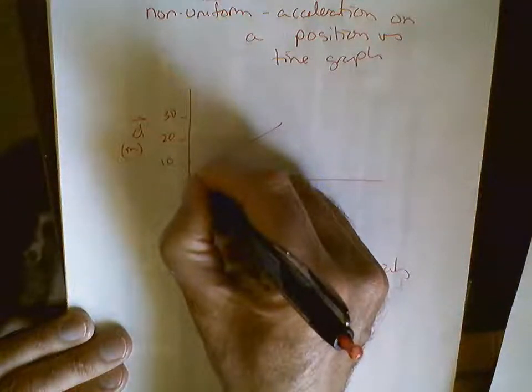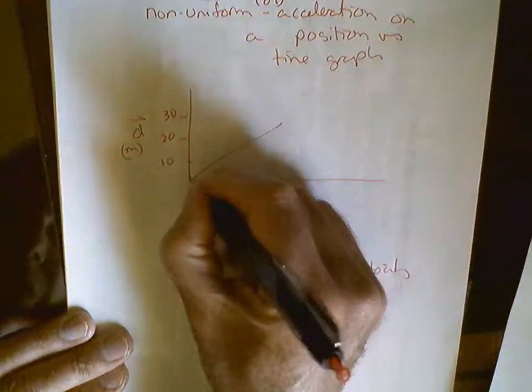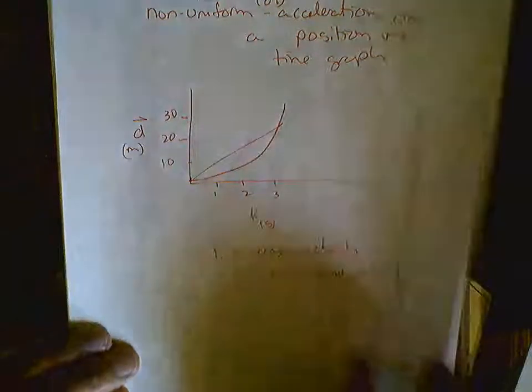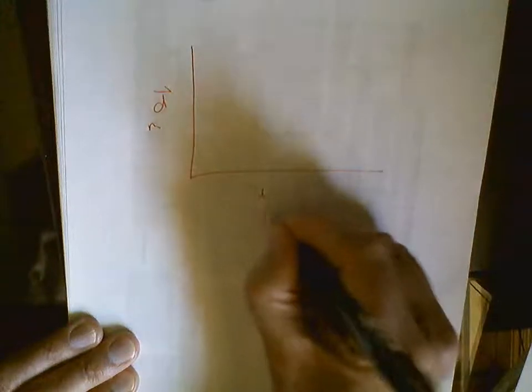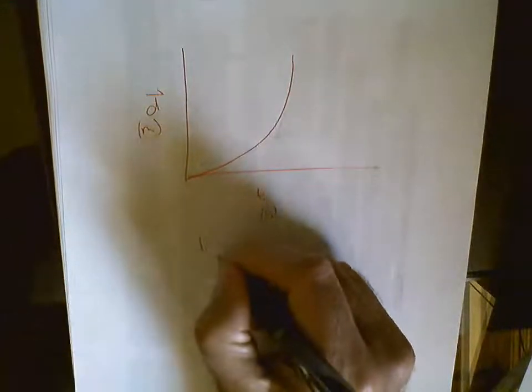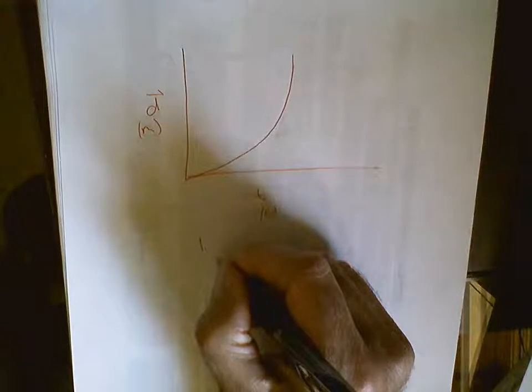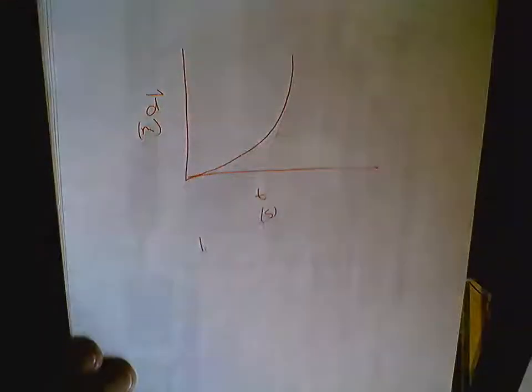Now, for a non-uniform graph or acceleration, what's happening is you're going to get a curved line like this. I'm going to draw this again. So we're still on a position time graph, but if somebody's accelerating, they're starting slowly and then they're speeding up. So here's the 2 things you have to do showing acceleration on a position time graph. Now the reason this is non-uniform is that's not a straight line. So whenever you have a straight line, we call it uniform. Whenever you have a curved line, it's non-uniform.